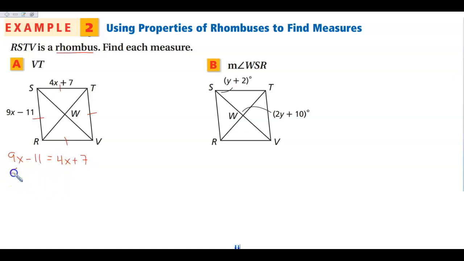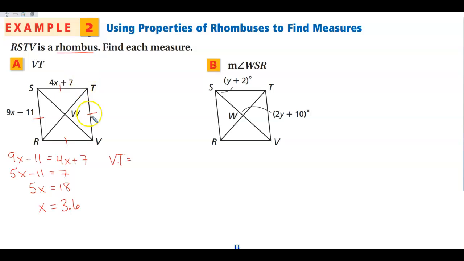Subtract 4x from both sides. I'm going to get 5x minus 11 over here and 7 over here. We are going to add 11 to both sides, and I'm going to get 5x is equal to 18. Divide, I'm going to get x is 3.6. So to find the length of VT, I'm going to plug that in. Okay, and that is going to be the same length because VT is here.